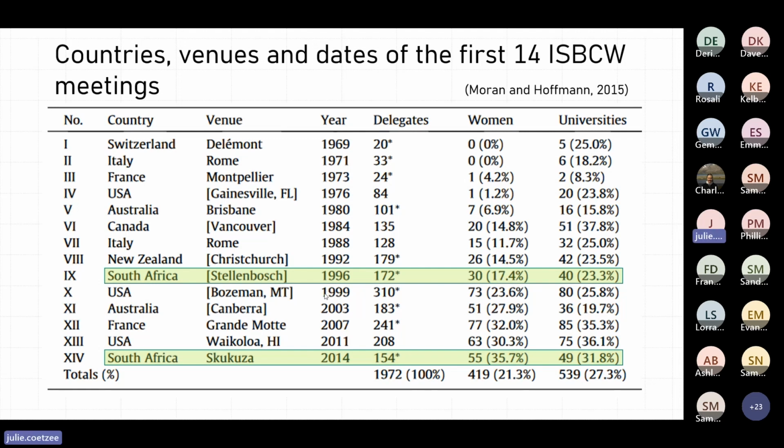1999 was the biggest meeting, and that was in the USA. And that was largely because most of the attendees came from the USA and from Canada, so it was quite easily accessible to the North American delegates. And then again in 2014, the conference returned to South Africa, to Coetzee, where 154 delegates came, and there were about 35% of the attendees were women.